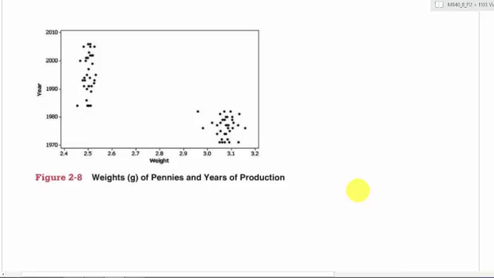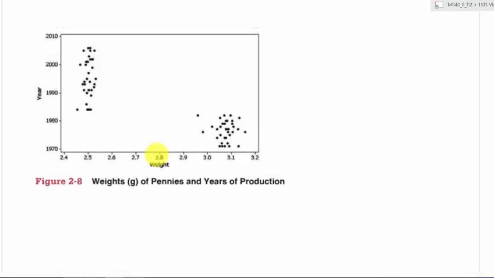Here's a third scatter plot. Along the x-axis, or the horizontal axis, we have the weight of some pennies, and along the y-axis, or the vertical axis, we have the year in which the penny was made. We can see a very distinct cutoff here: all of the pennies in the lower part were heavier. They had a weight of about 3.1 grams versus pennies that were made later on, which all had a weight of around 2.5 grams.